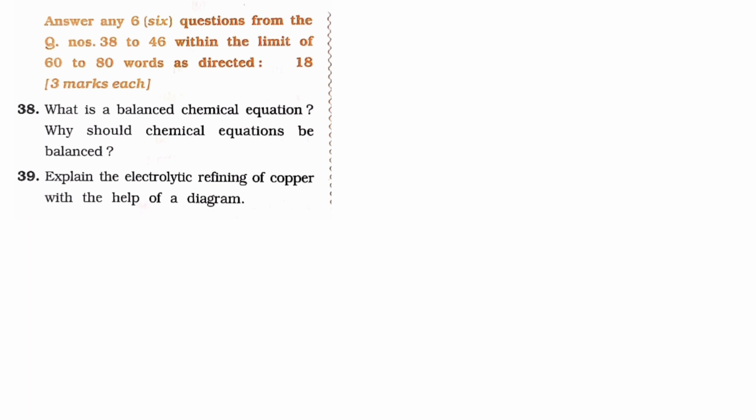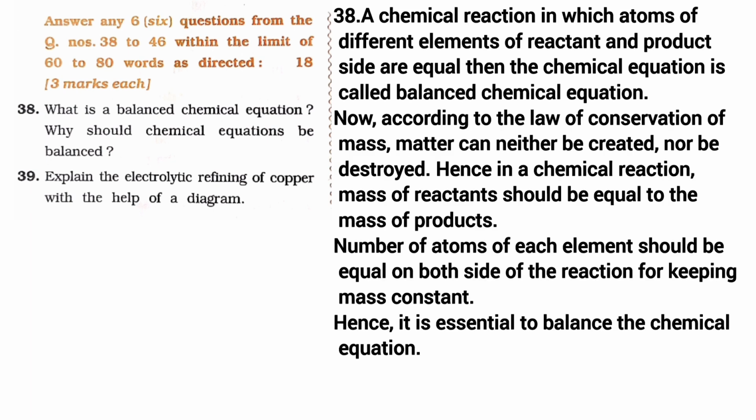Question number 38. What is a balanced chemical equation? Why should chemical equations be balanced? Answer. A chemical equation in which atoms of different elements on the reactant and product side are equal is called a balanced chemical equation.